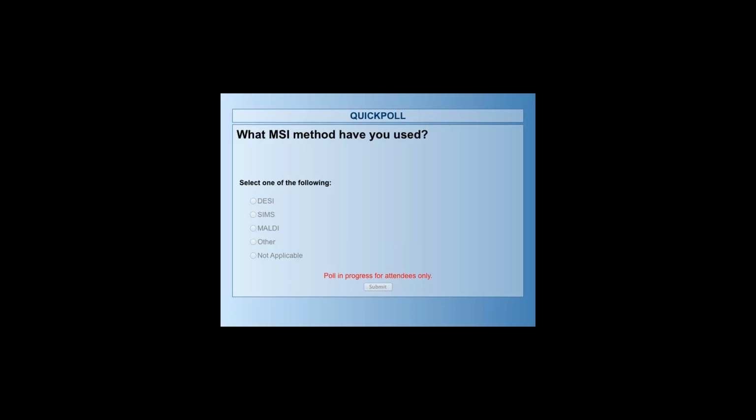What MSI method have you used? Select one of the following. Everybody should be able to participate in this one. 60%, 64% have voted. Let's get to 70. There we go, 70% participation. All right, this one will go away in 3, 2, 1.